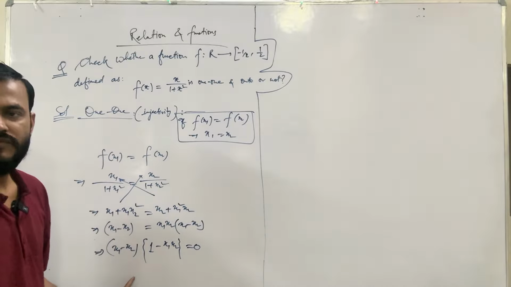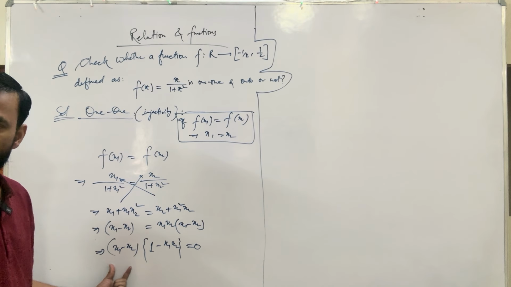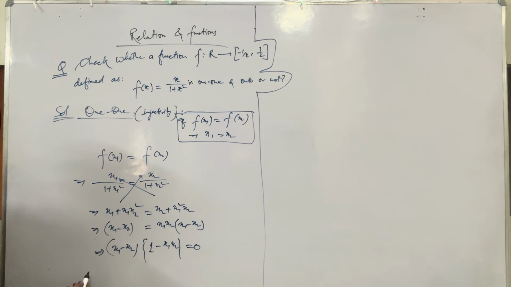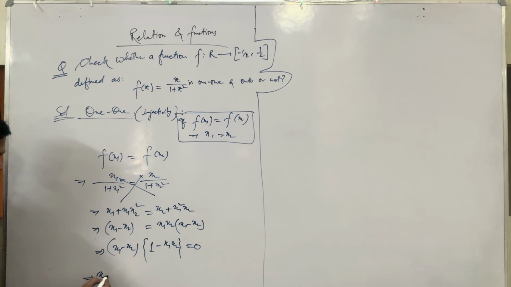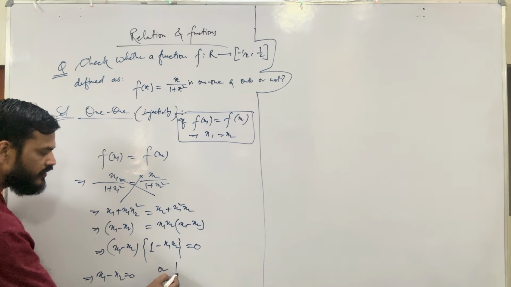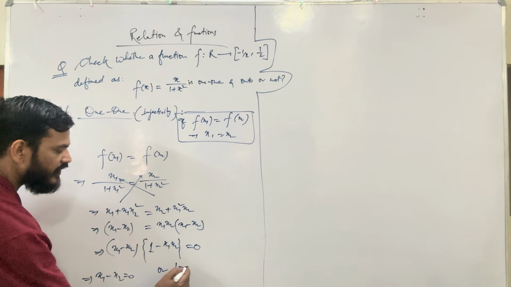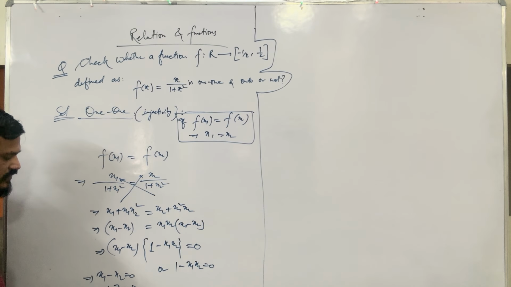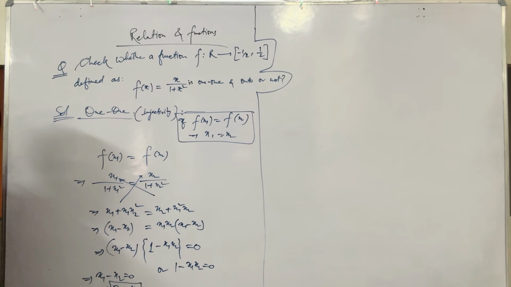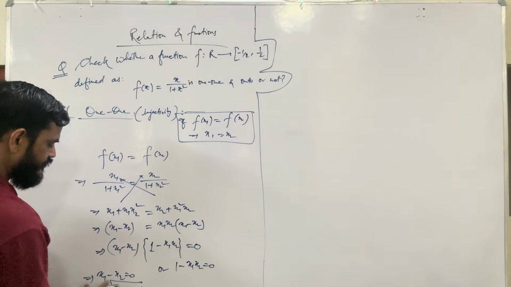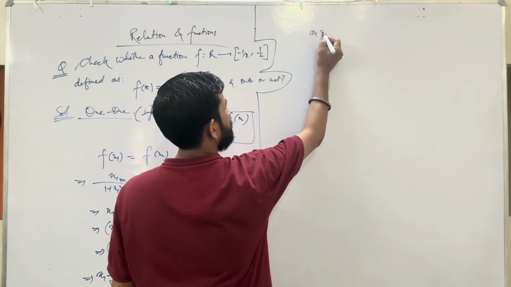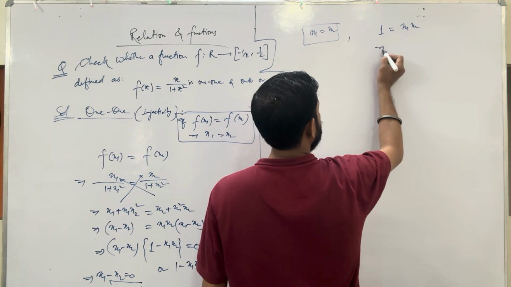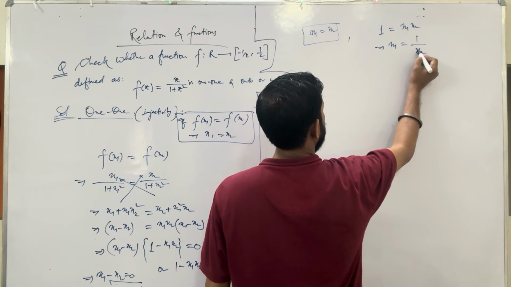If the product of two terms is 0, either the first term is 0 or the second term is 0, or both of them are 0. So we impose this condition. We have x1 minus x2 equal to 0, or 1 minus x1 x2 equal to 0. So the first condition gives you x1 equal to x2, and the second condition gives you 1 equal to x1 x2. That means x1 equals 1 by x2.